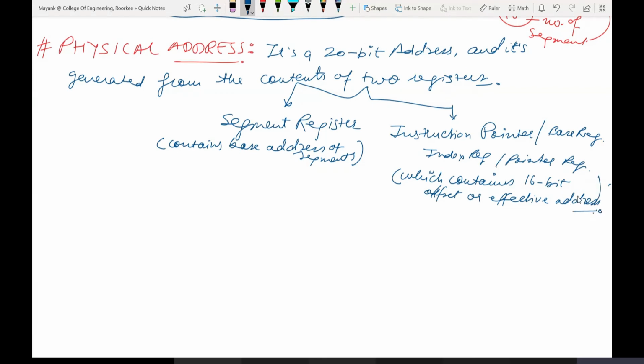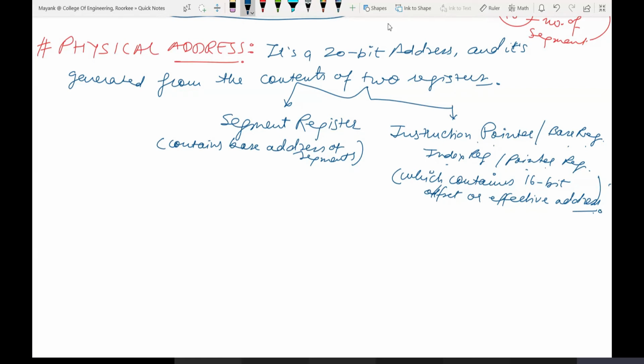That we'll discuss later. So basically physical address comprises two things: segment register and any one out of them: instruction pointer IP, base register BX, index register SI, DI, pointer register BP, SP. It could be any one.